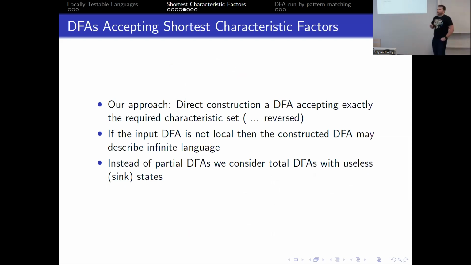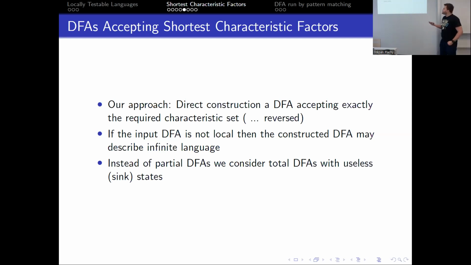So what's our approach? Instead of making some traversal of the parser graph, we are gonna directly construct an automaton that accepts exactly those shortest characteristic sets of factors, or more precisely, they're gonna be reversed, because similarly, we are gonna make some construction that will go against the direction of the edges. And the improvement of this approach is that this is gonna work even when the automaton on the input is not local.